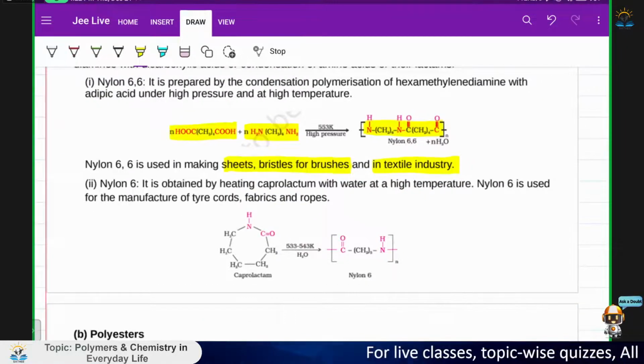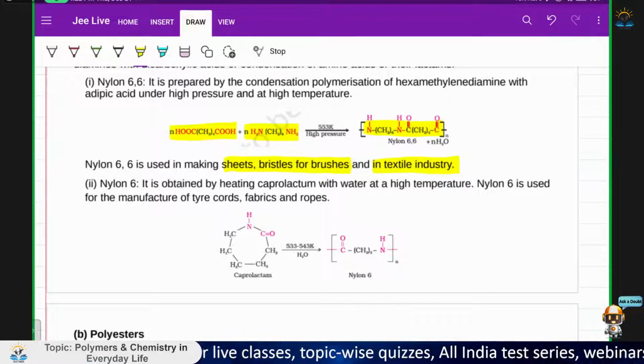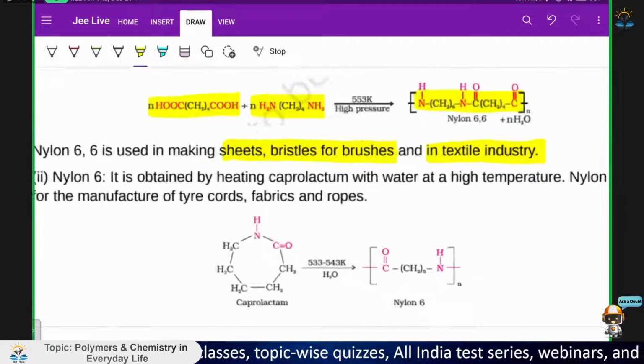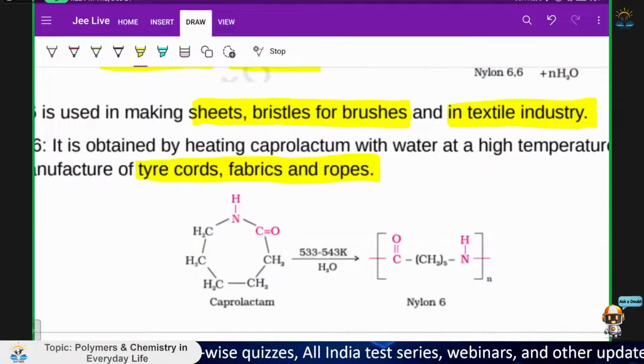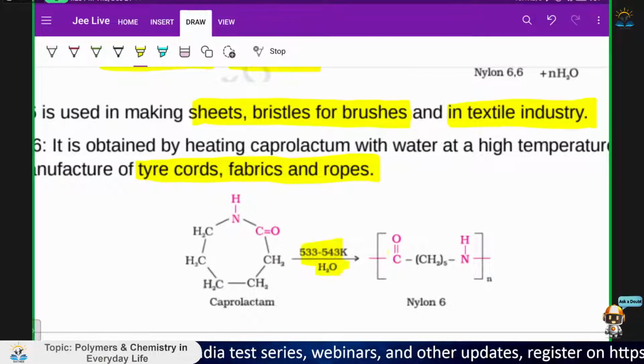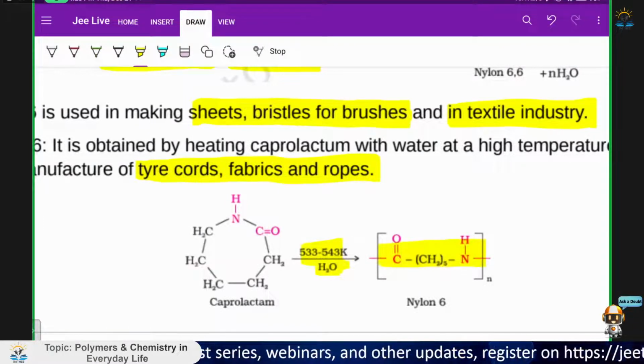The next polyamide is nylon 6. It is obtained by heating caprolactam with water at high temperature. Nylon 6 is used for the manufacture of tire cords, fabrics, and clothes. When we heat caprolactam at high temperature, we get nylon 6.